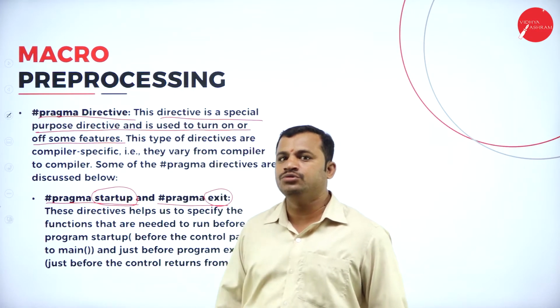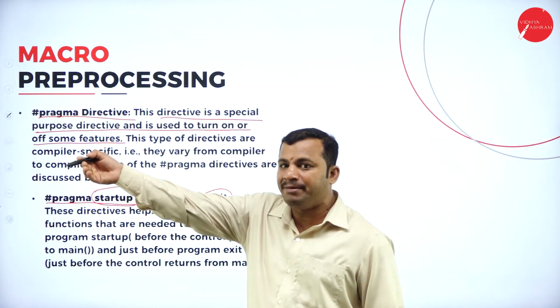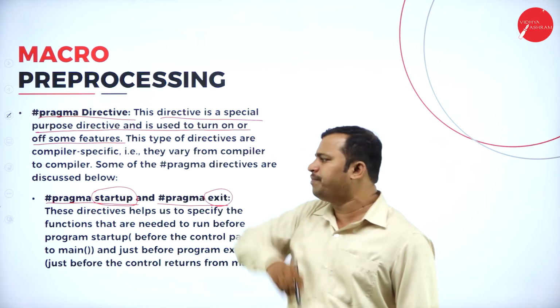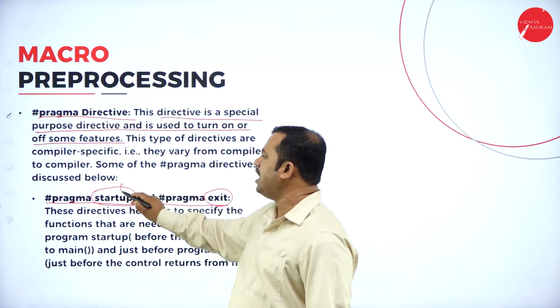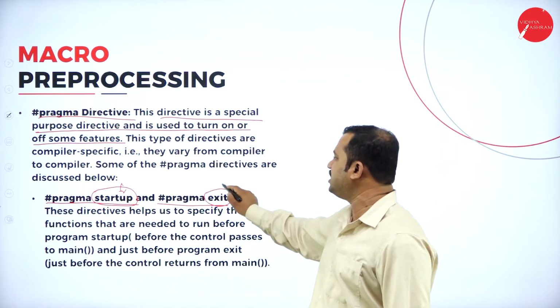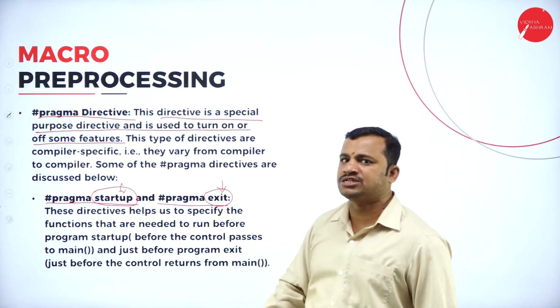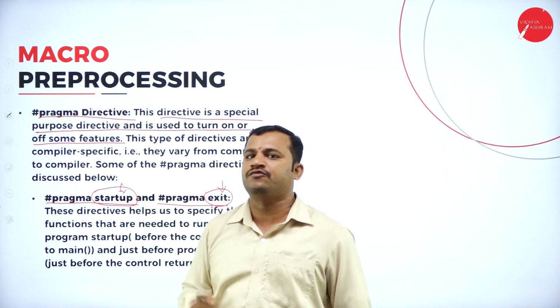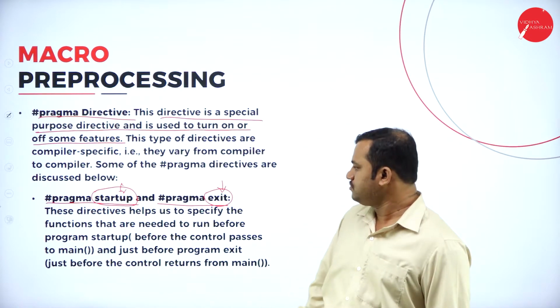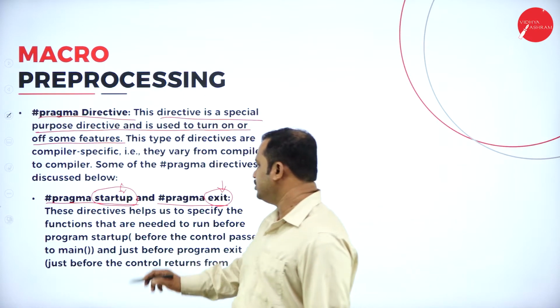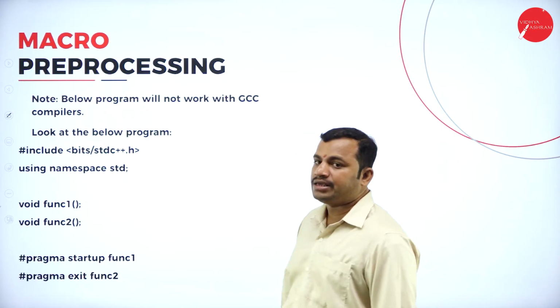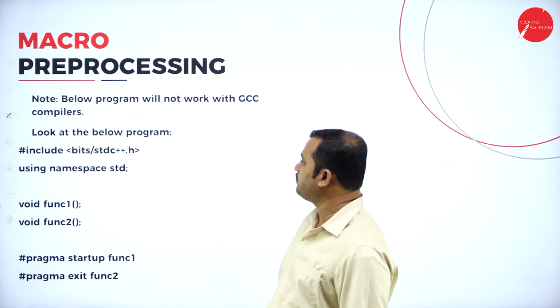Suppose if I want to use the functionality of some macro limit in my program, I can do so by using this startup directive, and if it is not required, I will use the exit directive that makes the system exclude the limit macro from my program. So this is how we are going to use it. Let me take you into the examples of this.